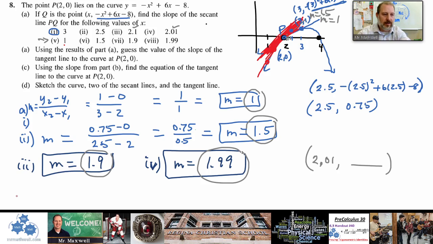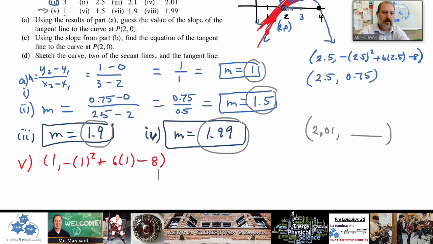For number 5 here, if x is 1, we have negative 1 squared plus 6 times 1 minus 8. That's our coordinate there. So that's going to be 1 comma, what's that? Negative 1 plus 6 is 5, minus 8 is negative 3. Looks like negative 3.